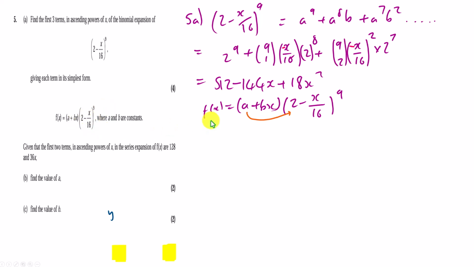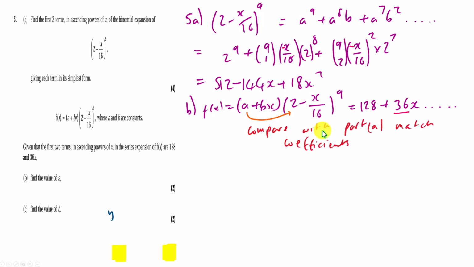Now look at this next bit. This is generally the part that students get wrong, but all you need to do here is match coefficients. This is our original question from part A. Now in part B, it's asking us what will change if this is expanded by this, and this time our coefficients are 128 and 36x. That's key. So you just need to compare with part A and match the coefficients. So in part A, the coefficient for the first term is 512, has to match 128.